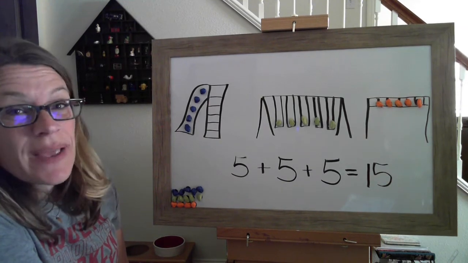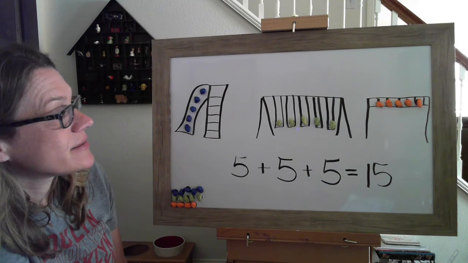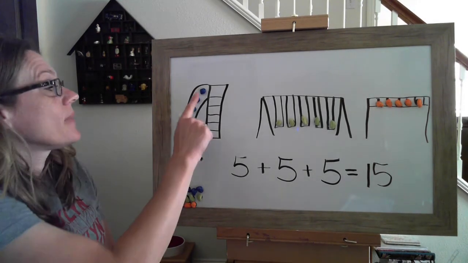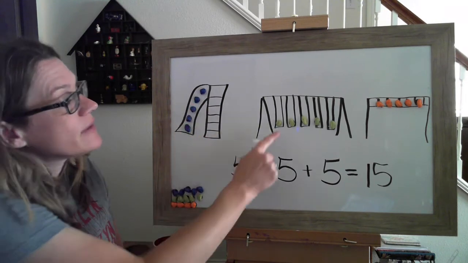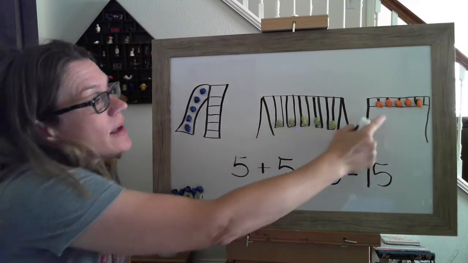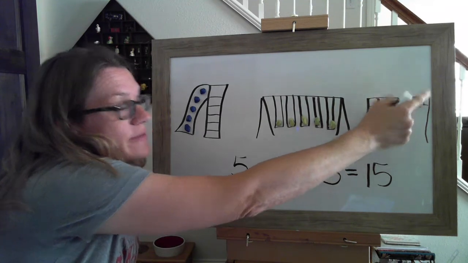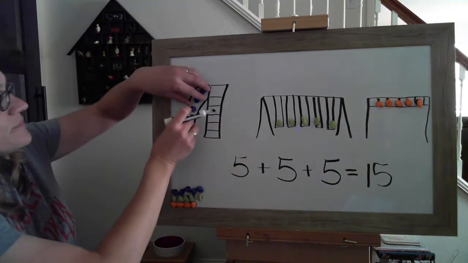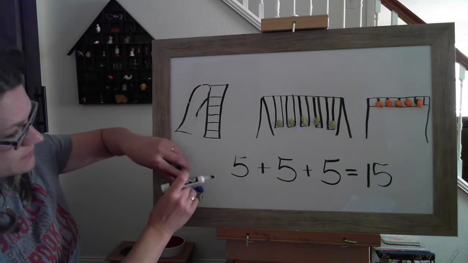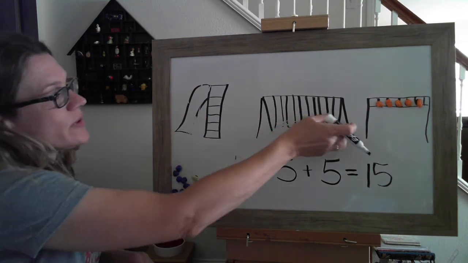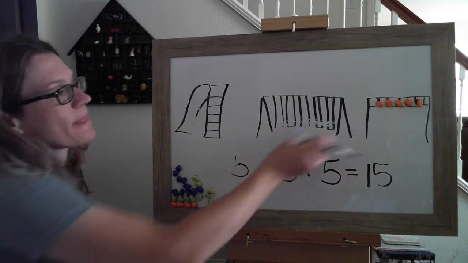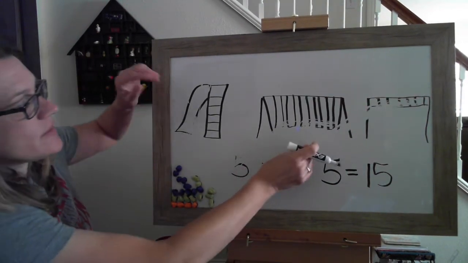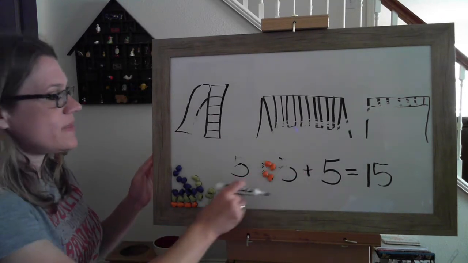So does that answer make sense? I think so. But again, we can check. Let's count and check. 1, 2, 3, 4, 5, 6, 7, 8, 9, 10, 11, 12, 13, 14, 15. We were right. You guys are great adders. We'll move our seals back down. And then we will do one more because I think you guys are quite the experts.